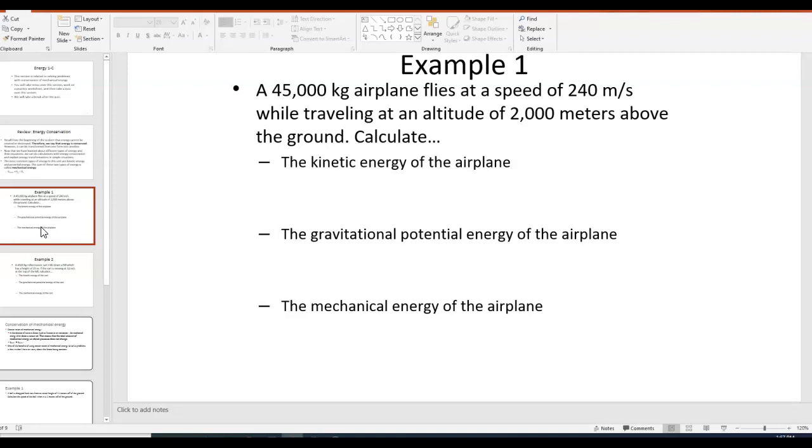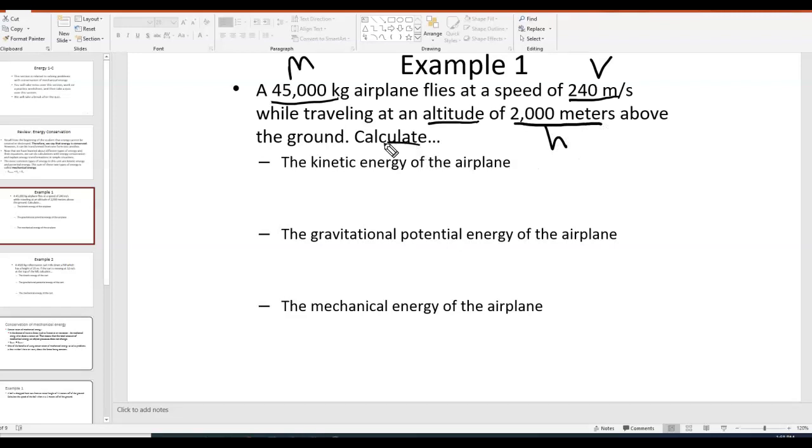So, example 1. It says a 45,000 kilogram airplane flies at a speed of 240 meters per second. As I'm going through, of course, I'm identifying all of my given information. Here we have the mass in kilograms. We have v, 240 meters per second, while traveling at an altitude of 2,000 meters above the ground. If you don't know what that word altitude means, that's basically the height above the ground, which it says in the problem. And so this is going to be h.